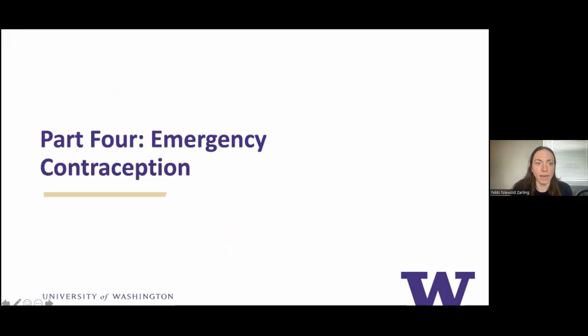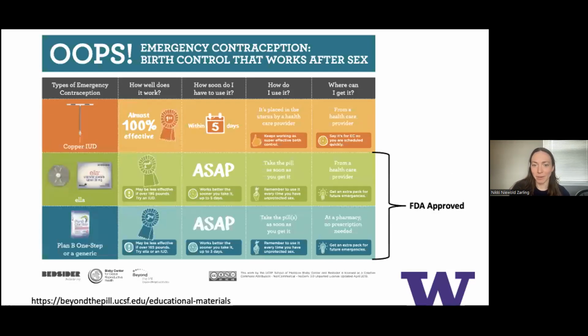Okay. After our brief tour of progestins, I want to take a second to talk about some new information about emergency contraceptives. My final table, stolen from bedsider.org, is this great table about emergency contraception. And I do think this is decidedly within the primary care wheelhouse.